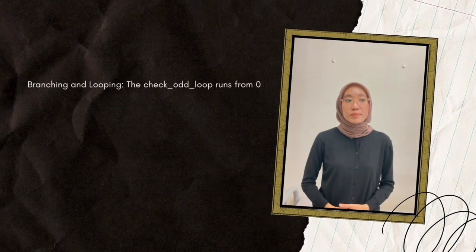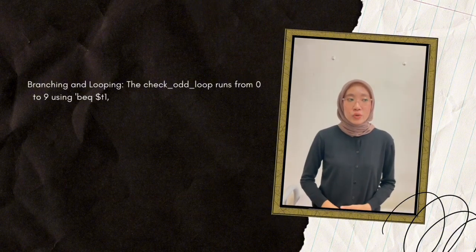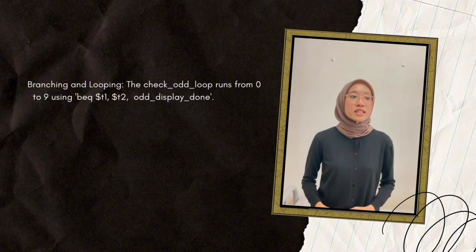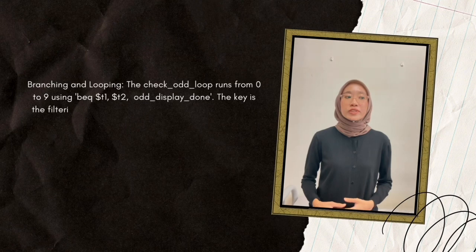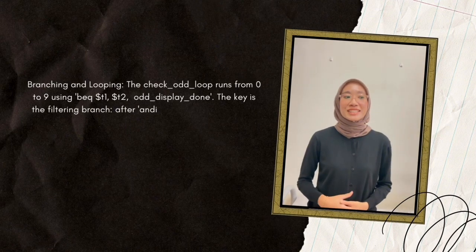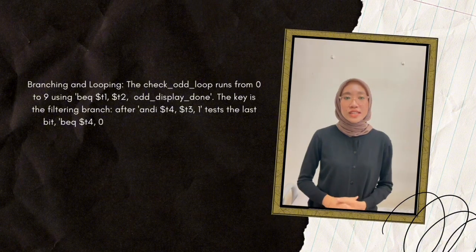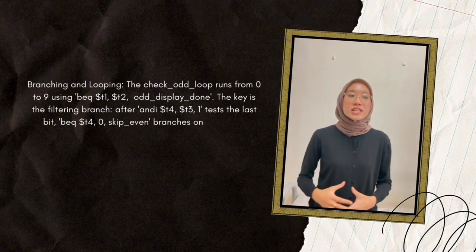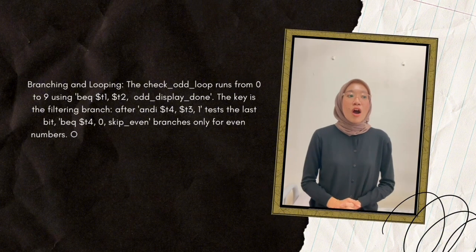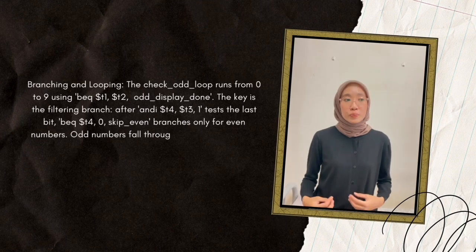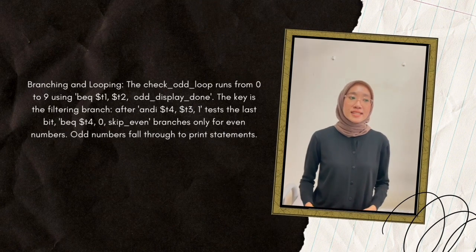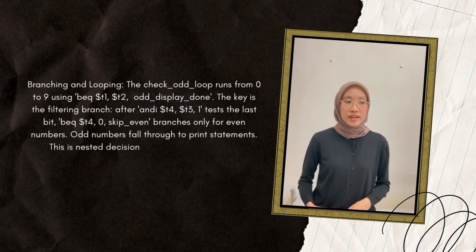The first one, branching and looping. The check loop runs from 0 to 9 using BEQ T1, T2, odd display done. The key is the filtering branch. andi T4, T3, 1 tests the last bit. BEQ T4, 0, skip even branches only for even numbers. Only odd numbers fall through to the print statement. This is nested decision making within iteration.